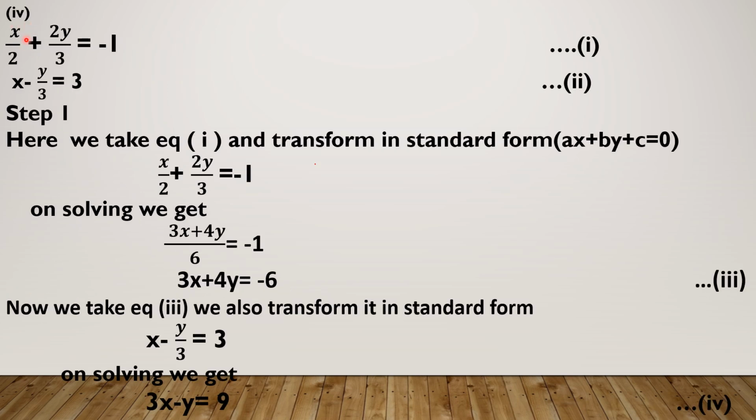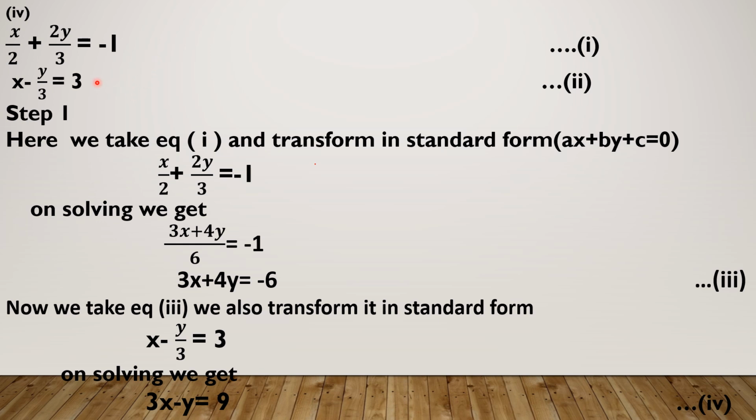Here we have our equations x/2 + 2y/3 = -1, and we consider it as equation number 1, and x - y/3 = 3, and we consider it as equation number 2. Now first of all we transform these equations into their standard forms.